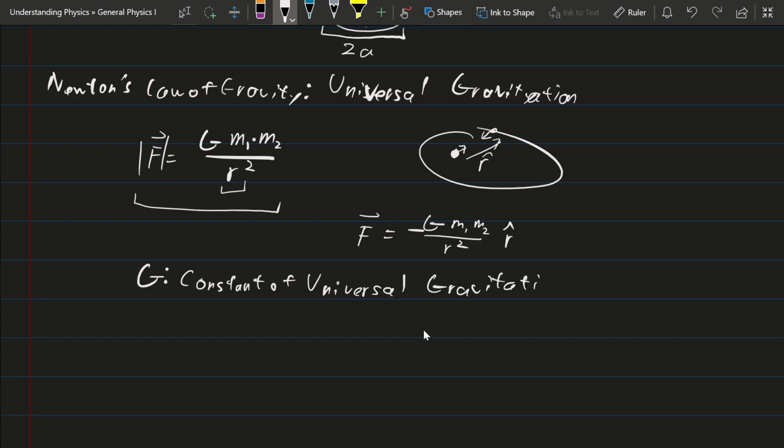This number is about 6.67 times 10 to the power of negative 11 newtons meter squared over kilogram squared. So if you plug it into this formula, you would see that the units will make sense. It's kilogram times kilogram, which will later cancel out with the bottom one. And then the bottom side will be meter times meter, which will later cancel out with the top side. And so the units will be in newtons. And so this is the value of the constant of universal gravitation within three significant digits.